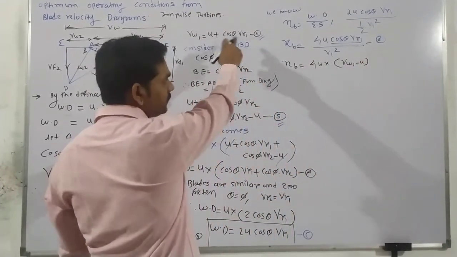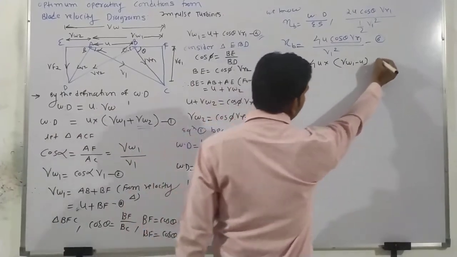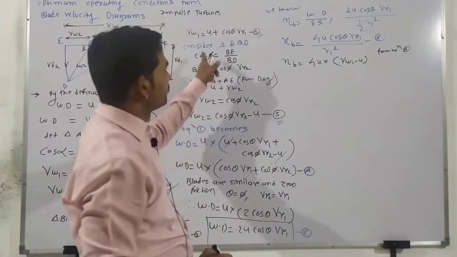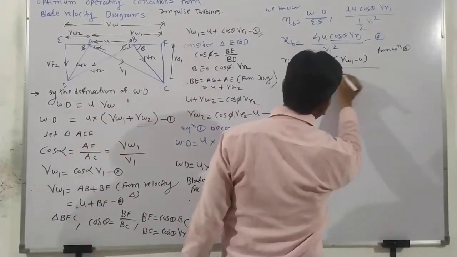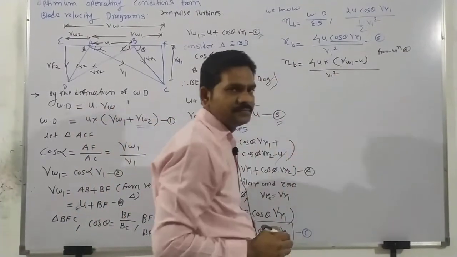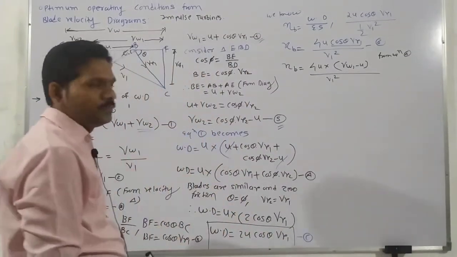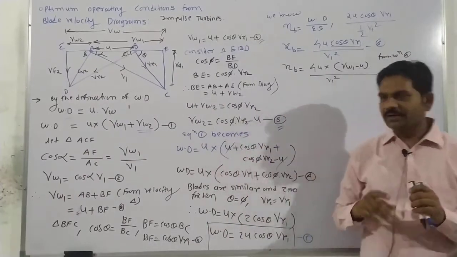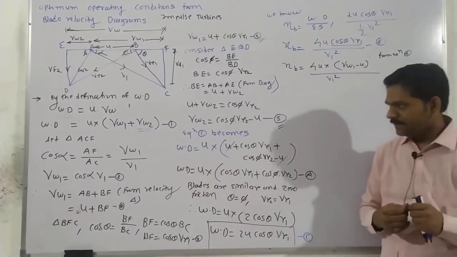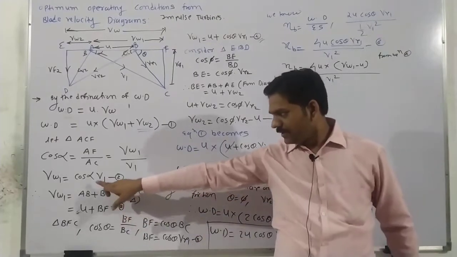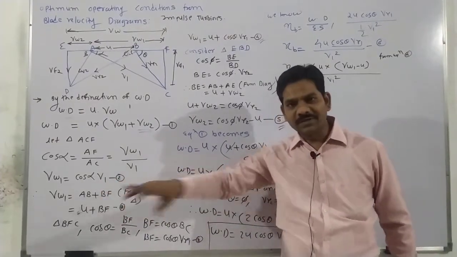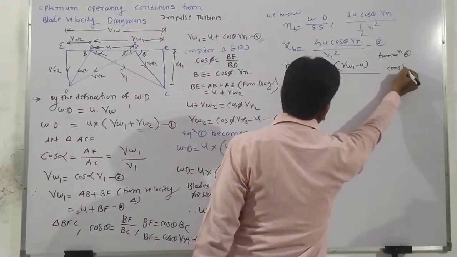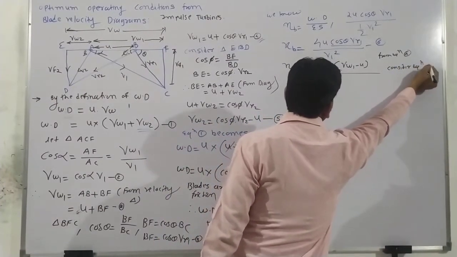From equation 4, we put here, from equation 4 I write down, divided by V1 squared, right? Then after that, you tell me what is the value of VW1 there. So what is the value of VW1? Yes, this we calculated: cos alpha into V1, equation number 2. So consider here equation number 2.